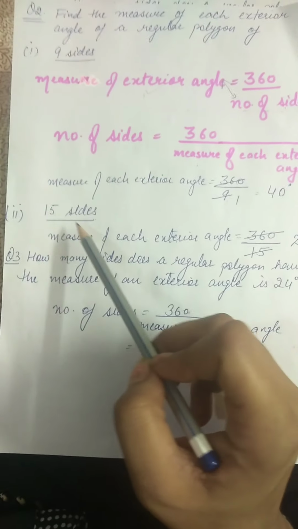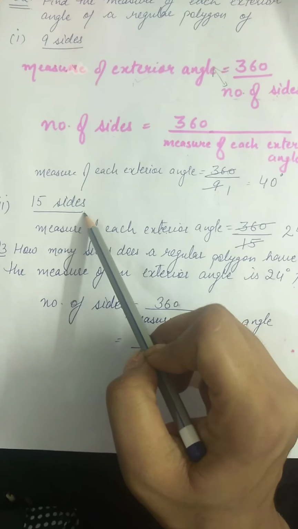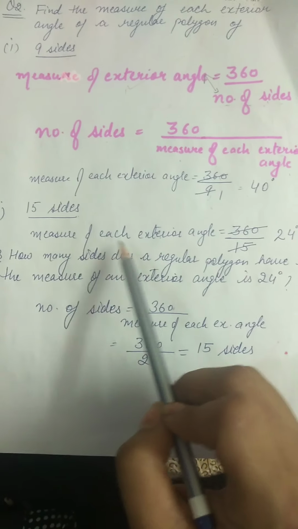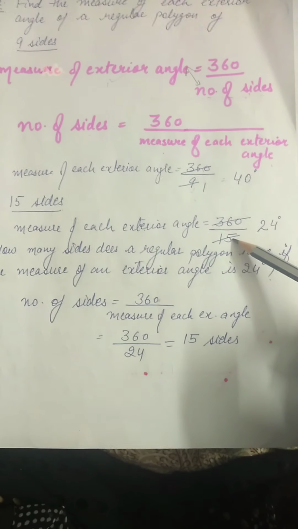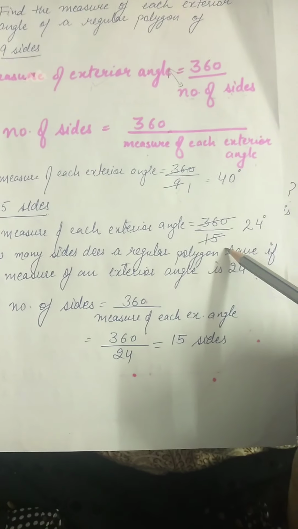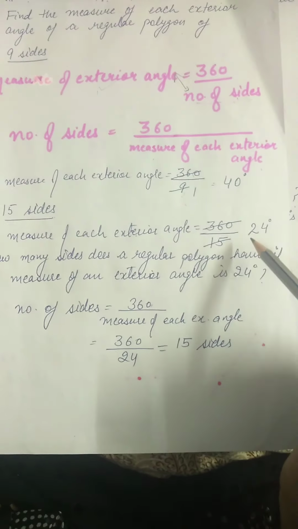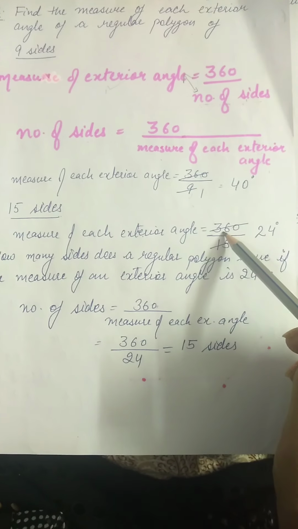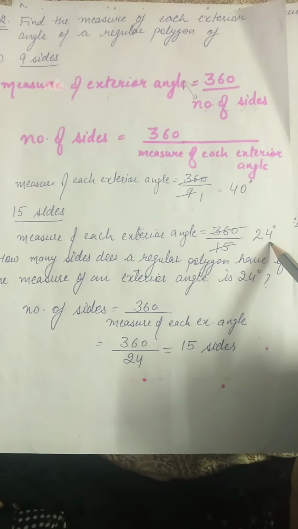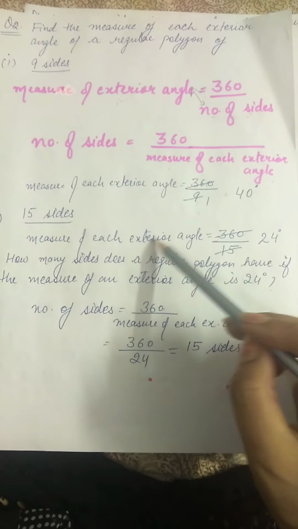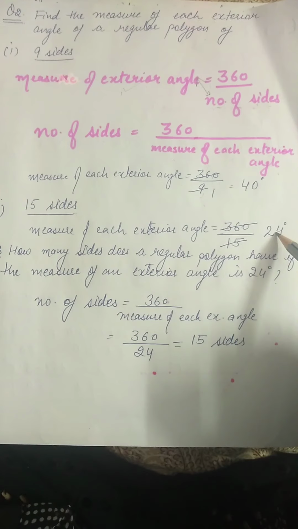Okay, now the second part. When you have 15 sides, again you want to find the measure of each exterior angle. That means 360 divided by the number of sides, which is 15. So 15 ones are 15, 15 twos are 30, and then 60, which is 4. That means 24. So the measure of each exterior angle is 24 degrees.